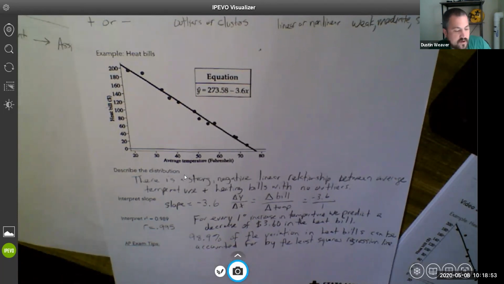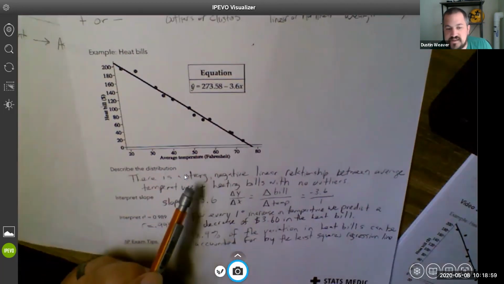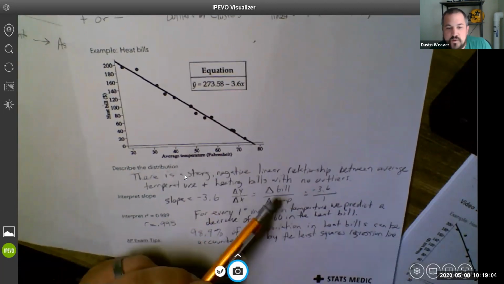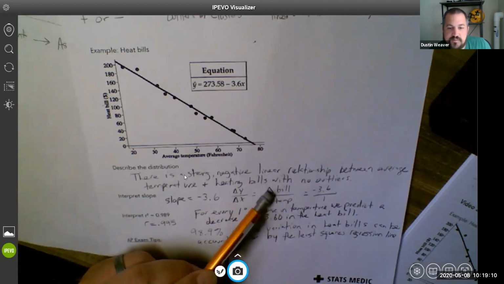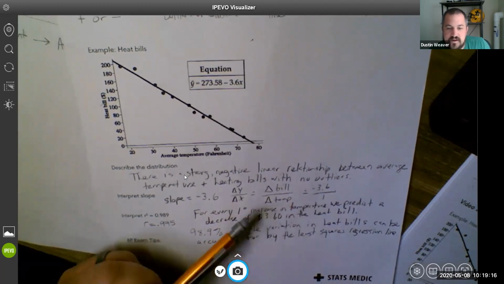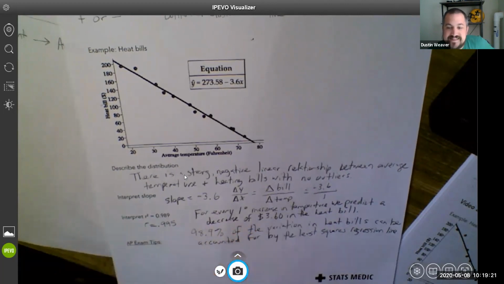Now, to interpret the slope, obviously the slope is the number in front of x. So in this problem, the slope is negative 3.6, and the slope is the change in y over the change in x. Well, y is our heat bill, and x is our temperature. So it's the change in heat bill over the change in temperature, and that's negative 3.6 over 1. So that means for every 1 degree increase in temperature, we predict, or we expect, or on average, a decrease of $3.60 in the heat bill.